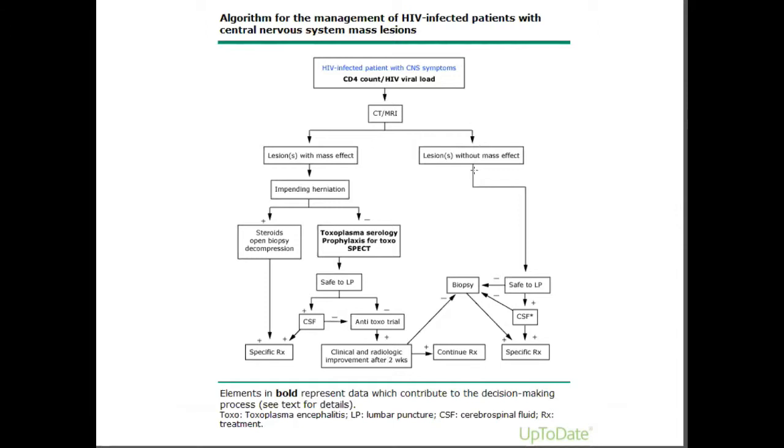Let's go to the column on the right side. If the lesion is without mass effect, see whether the patient is safe to do a lumbar puncture. If it is safe, we'll do a lumbar puncture and send for a specific diagnosis. If it is not safe, then we have to do a biopsy. You can notice on this column that we don't do a toxoplasmosis treatment trial because toxo usually comes in with the mass effect. If it is without mass effect, and if we cannot do a lumbar puncture, then we have to do a biopsy to find out what the lesion is. And then depending on the lesion, we can start the treatment.